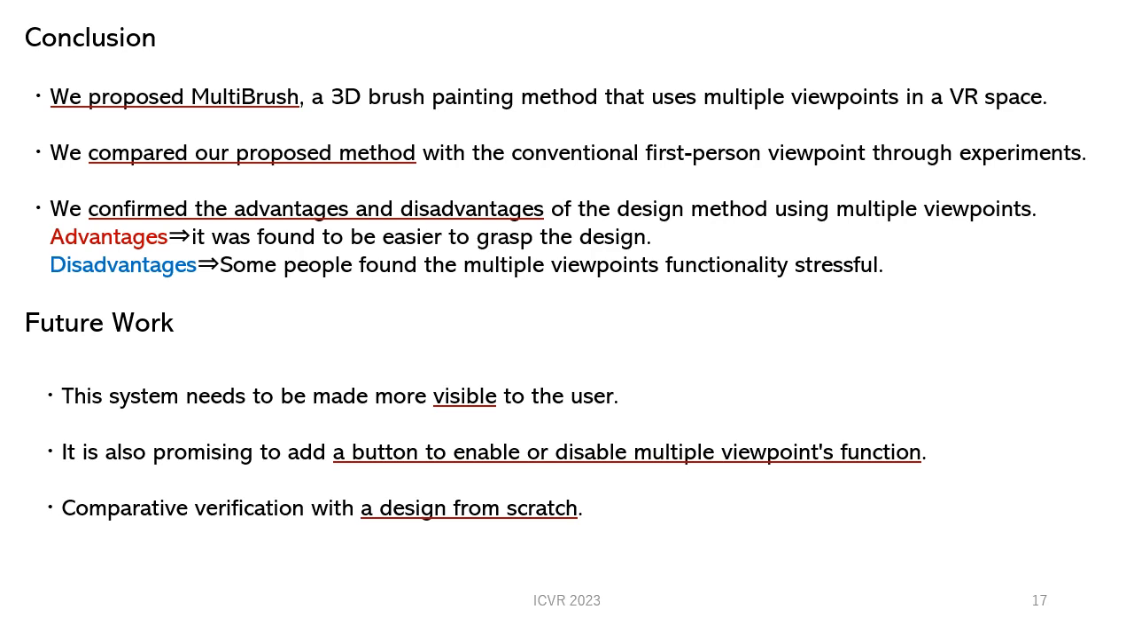In addition to the conventional first-person viewpoint, the current system displays the opposite and bird's eye viewpoints in the upper left and upper right corner of the screen, but it needs to be made more visible to users. It is also promising to add a button to enable or disable the multiple viewpoints function, which can allow the user to enable the multiple viewpoints function only when they want to use it in their design.